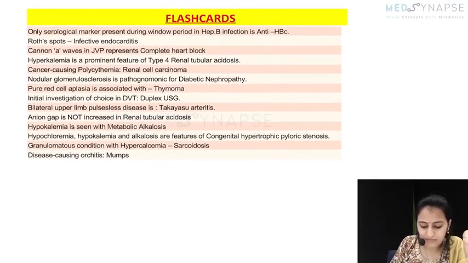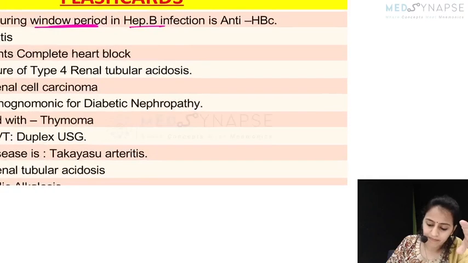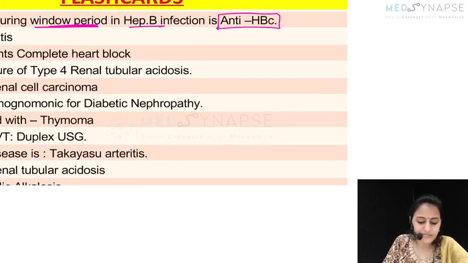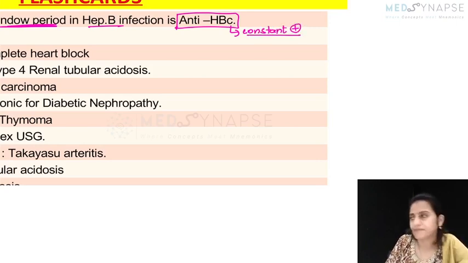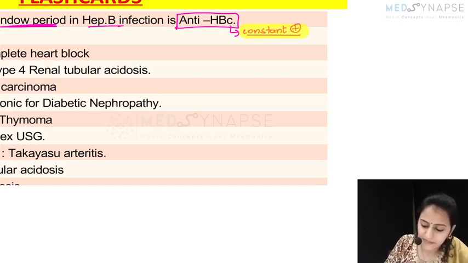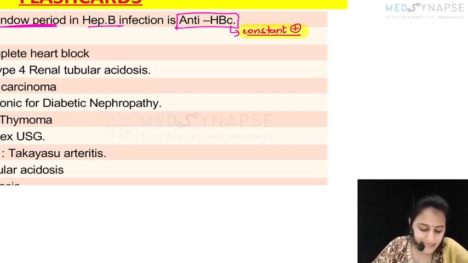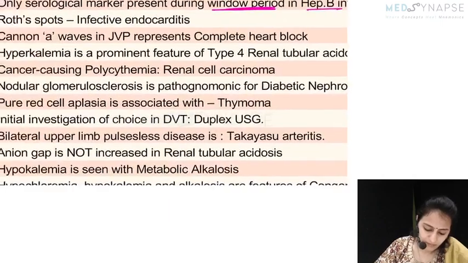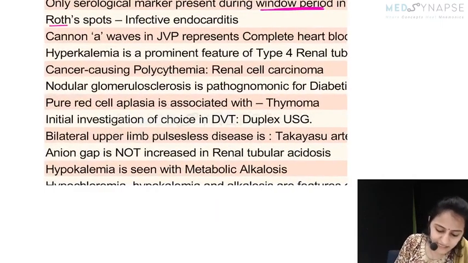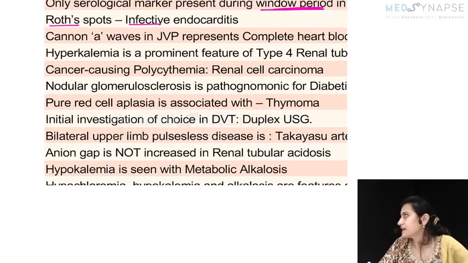Only serological marker present during the window period in hepatitis B is anti-HBc. Again, we are going to see hepatitis B serology in microbiology. So remember that core is constantly present. The marker which you will always see in a case of hepatitis B infection is anti-HBc. Roth spots are seen in infective endocarditis.